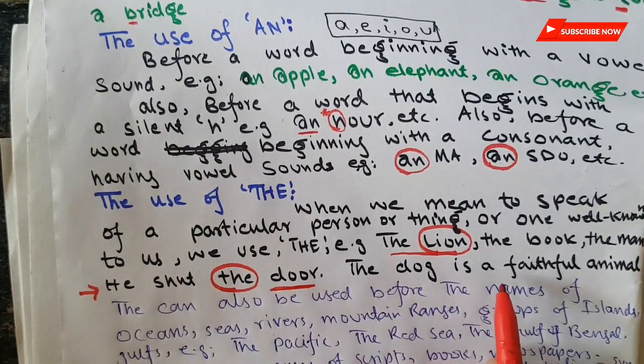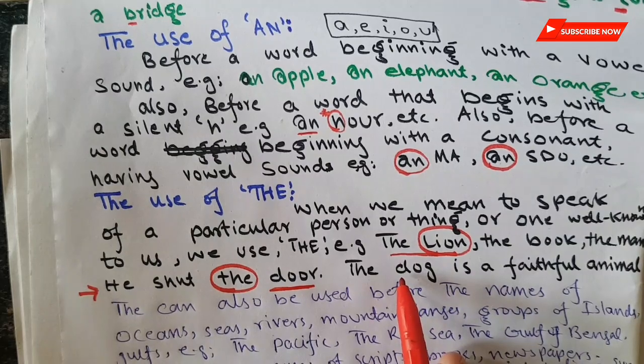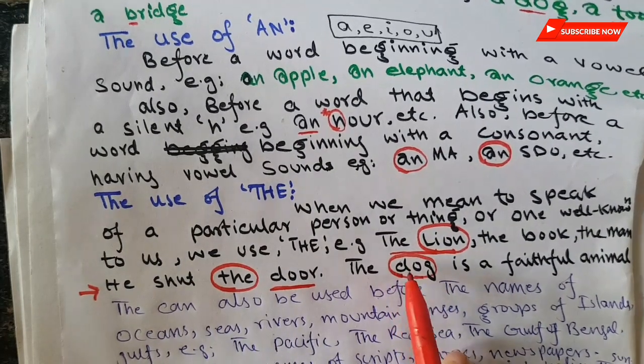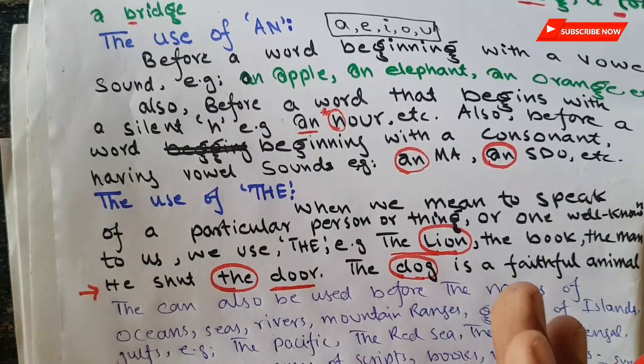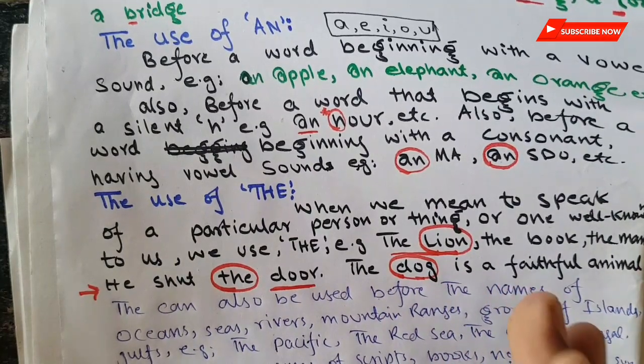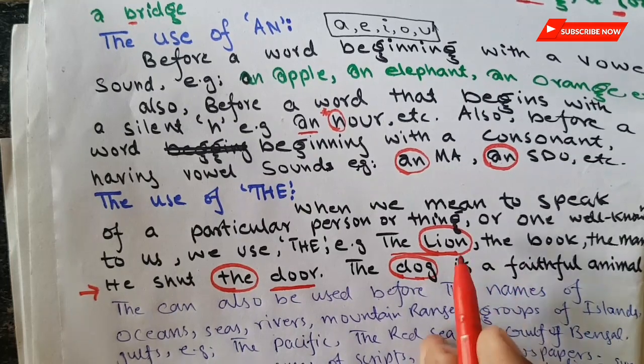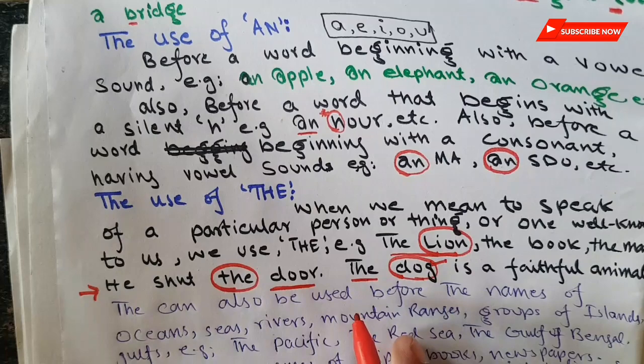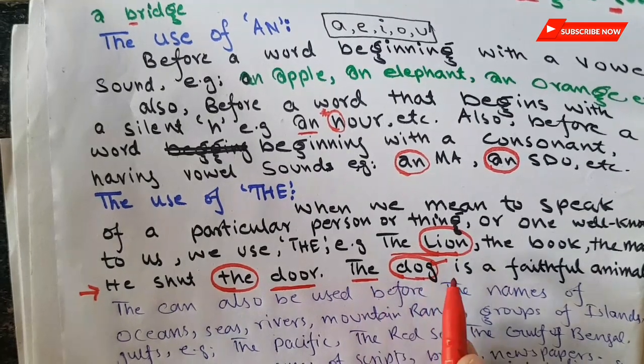The dog is a faithful animal. I mean that here the dog is special. Not all animals are faithful, but in the animal category only the dog has been chosen here. Therefore the dog has been specified and the article THE has been used before the word dog in the English sentence.